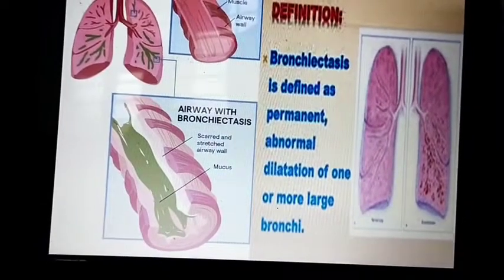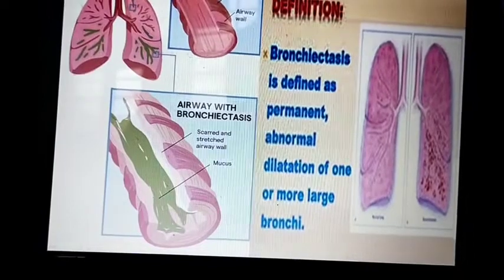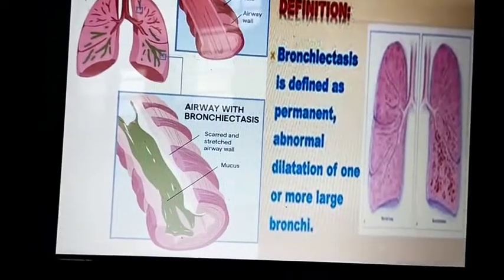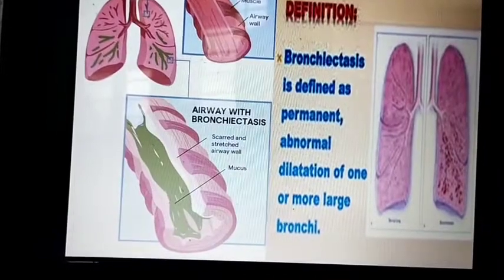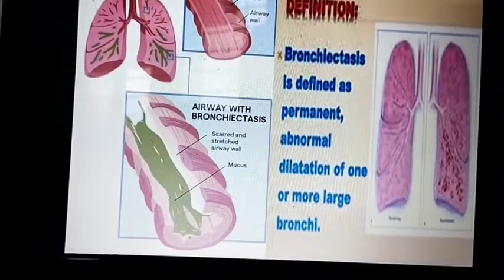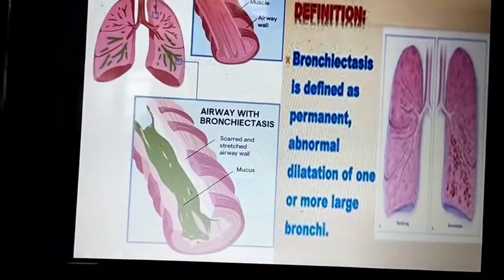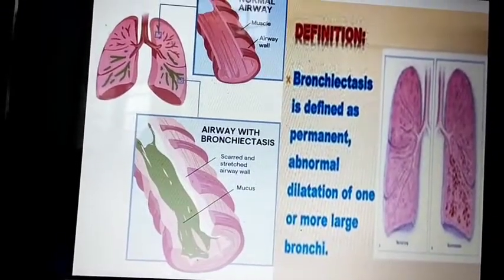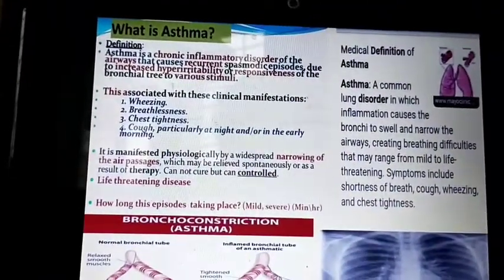There is also a collection of fluid. Fluid means there is mucus there. But here it is permanent, non-reversible. Permanent dilatation of one or more large bronchi is called bronchiectasis. Then another thing is asthma.